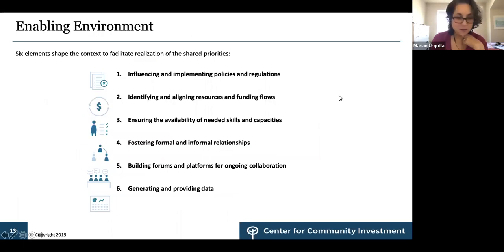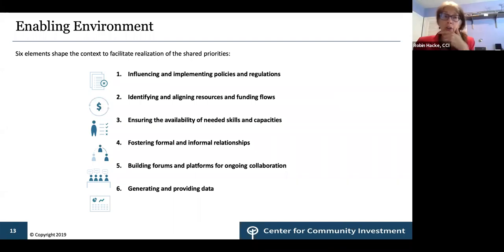So talk a little bit about the enabling environment, which is the third function. Right. So here we're talking really about shaping the context, because it's the context that either makes things easy to do or hard to do. And usually when we talk about that, people immediately think about policies. They'll think about zoning or density or whether they can do land value capture. And policies are certainly an important part of doing community investment, but they're only one part.